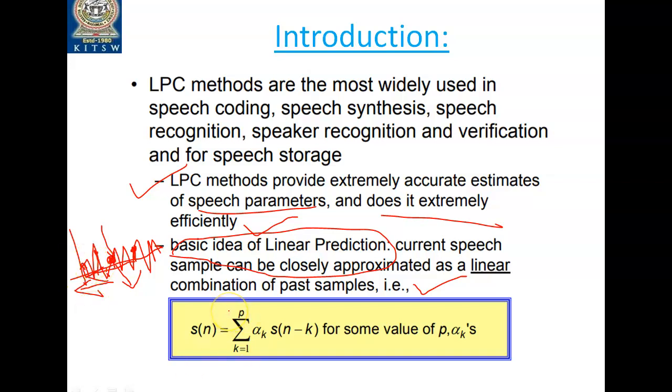That is the way we have represented it in mathematical form. The speech signal s(n) equals the summation over k equals 1 to p of alpha_k times s(n minus k), the delayed version. This alpha_k is very important for us to estimate the current sample. This alpha_k is nothing but the prediction coefficient. This is how we predict the current sample with the help of the previous samples. So this mathematical expression is very important for us to estimate.